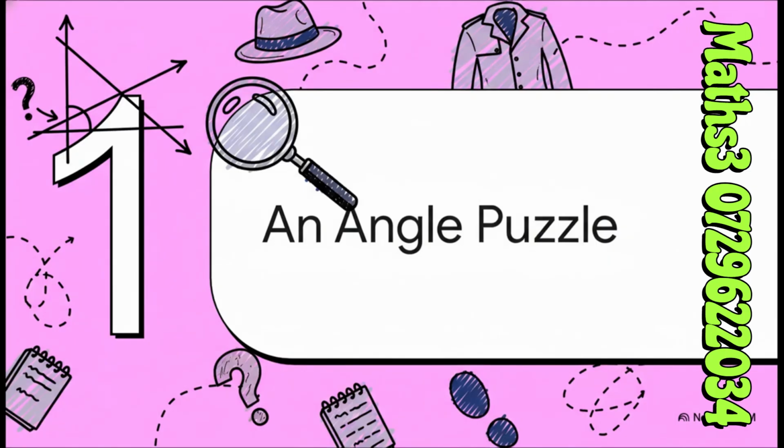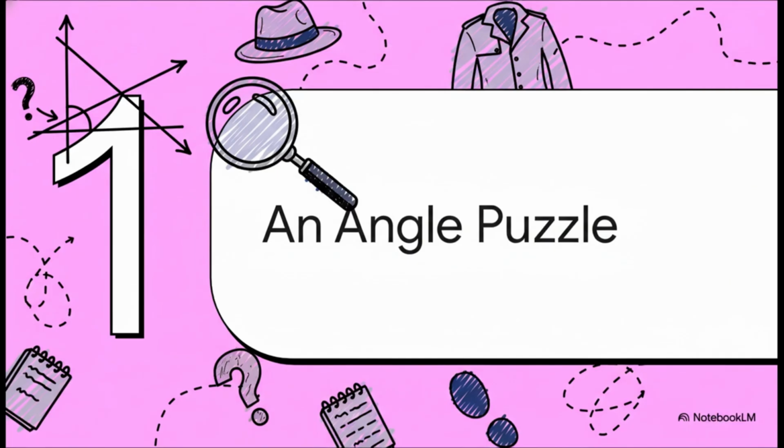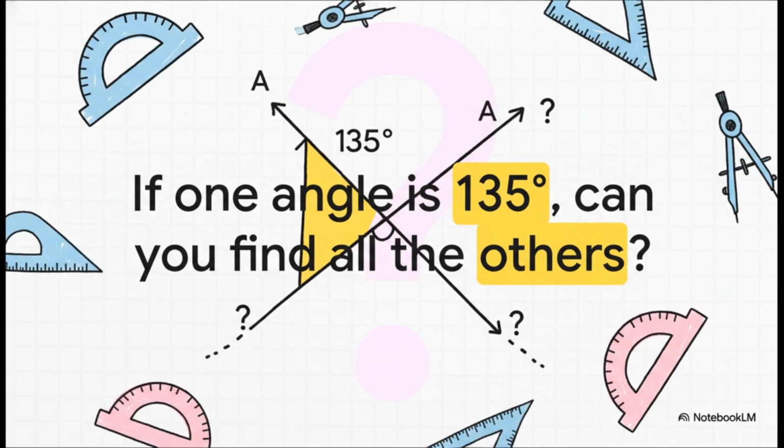Every good detective story starts with a mystery, right? And ours begins with something that looks super simple, two lines crossing and just a single clue. So here it is. This is our puzzle. We've got these two intersecting lines, but only one piece of information. This angle right here is 135 degrees. The mission? Find all the others using nothing but pure logic.